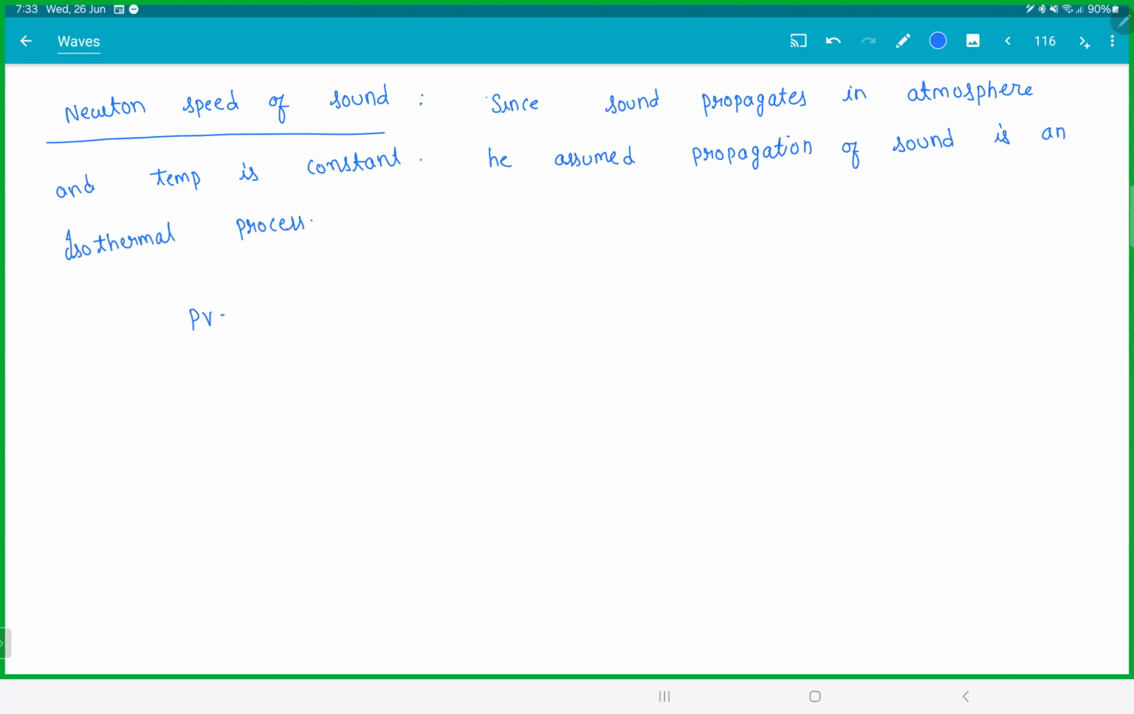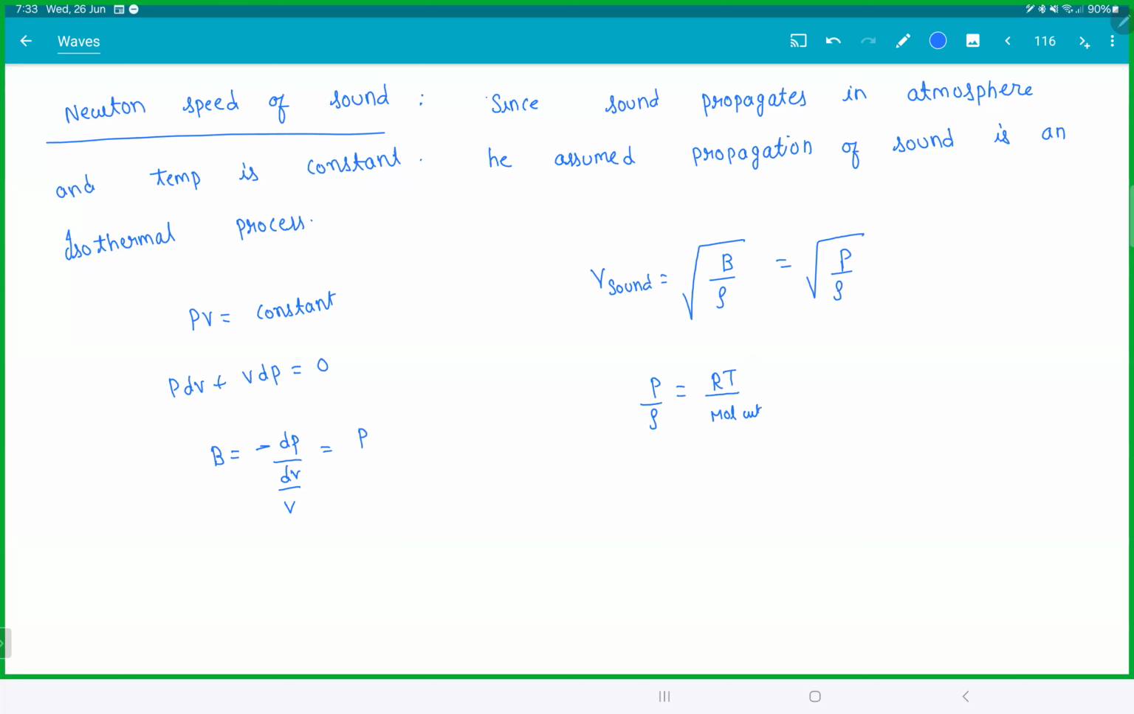Now we know for an isothermal process PV is equal to constant. We have done this in elasticity, if you remember. So for the bulk modulus, differentiating on both sides, P dV plus V dP is equal to 0. So from here we get bulk modulus B = -dP/(dV/V) = P. Now applying the formula for the velocity of sound, root over B by rho. So the bulk modulus for an isothermal process is P, and v = root of P by rho. From the ideal gas equation, we know P by rho is equal to RT by molecular weight. I hope everyone knows that. So this comes out to be root of RT by molecular weight.